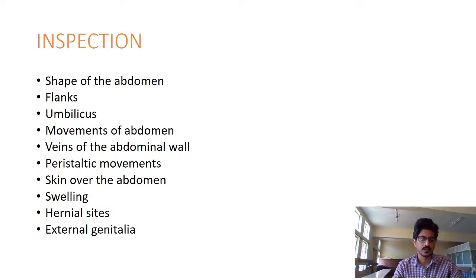And movements of the abdomen: all 4 quadrants, are they moving equally or not, is there any decreased movement or not. And veins of the abdomen: are there any visible veins, and any gross dilatation of the abdominal wall veins, like caput medusae. And any peristaltic movements you see in case of pyloric stenosis and intestinal obstruction.